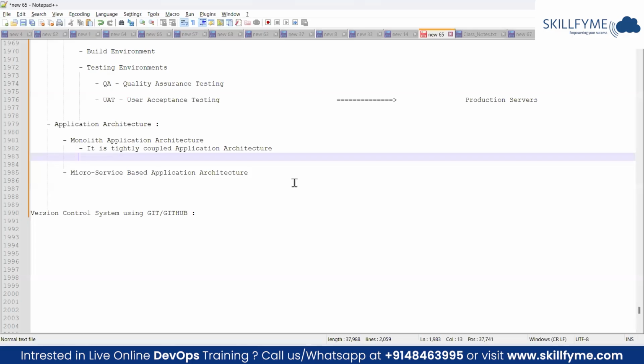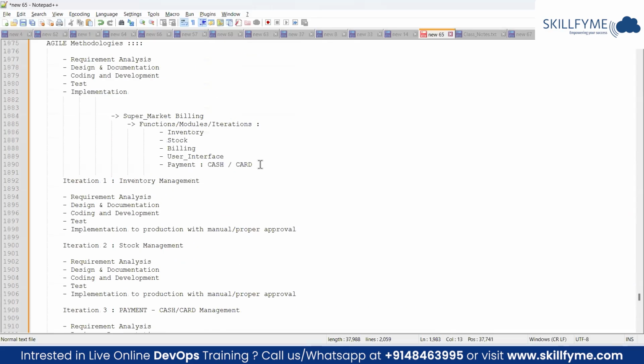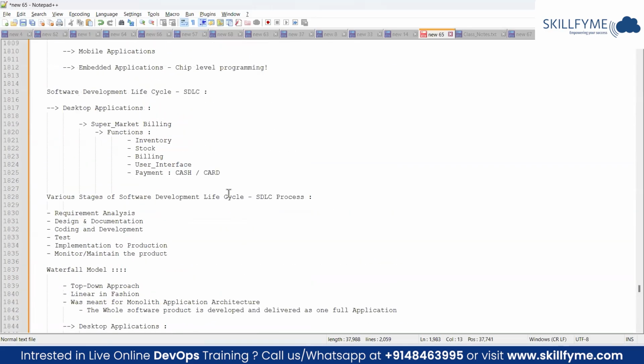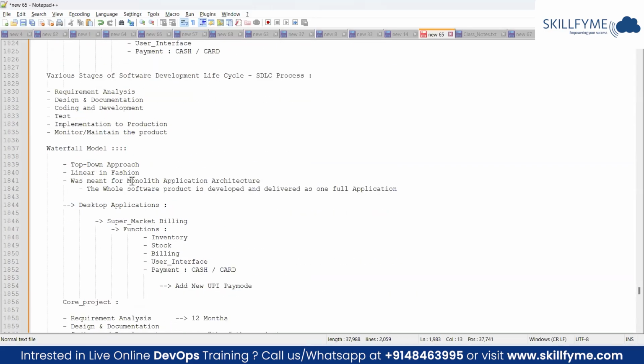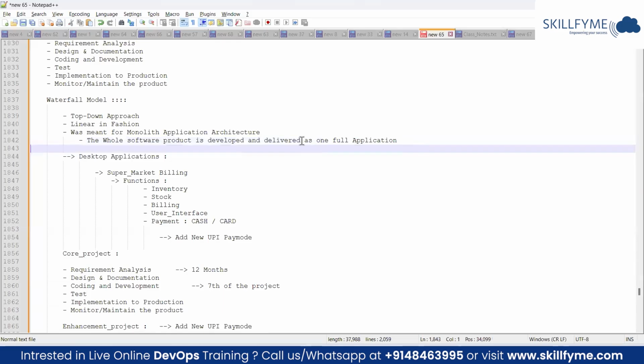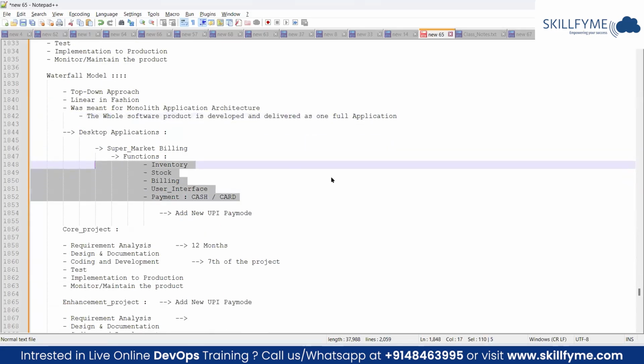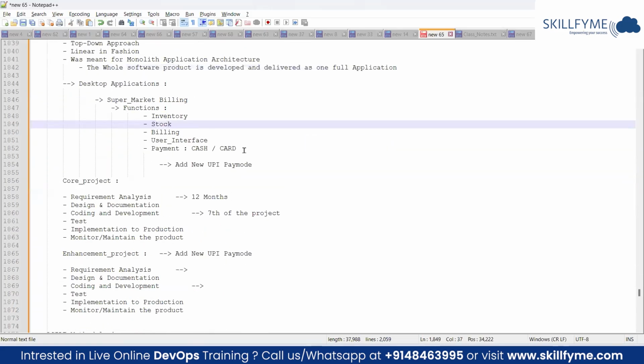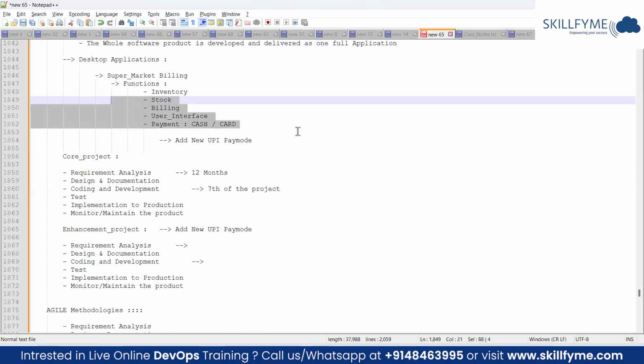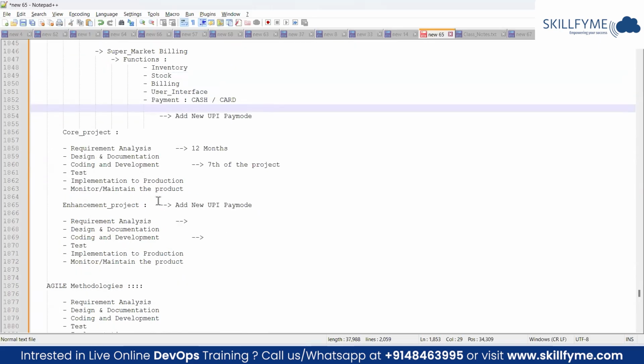Initially, in the SDLC process, like the waterfall model, if you wanted to develop software, the entire software could be created as a single program with all the functionalities. That is how we developed software in the very early days. The waterfall model is meant for monolith application architecture. Here, the whole software product is developed and delivered as one full application, one component. In that single program, we can have a number of functions. If you write a program with all the functionalities, it is very difficult to enhance. That's the reason we cannot accommodate new changes.